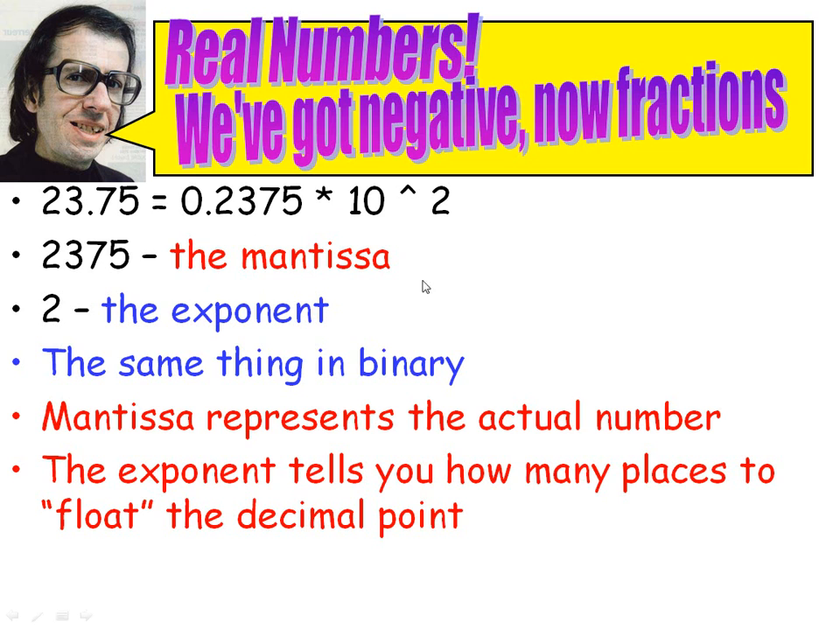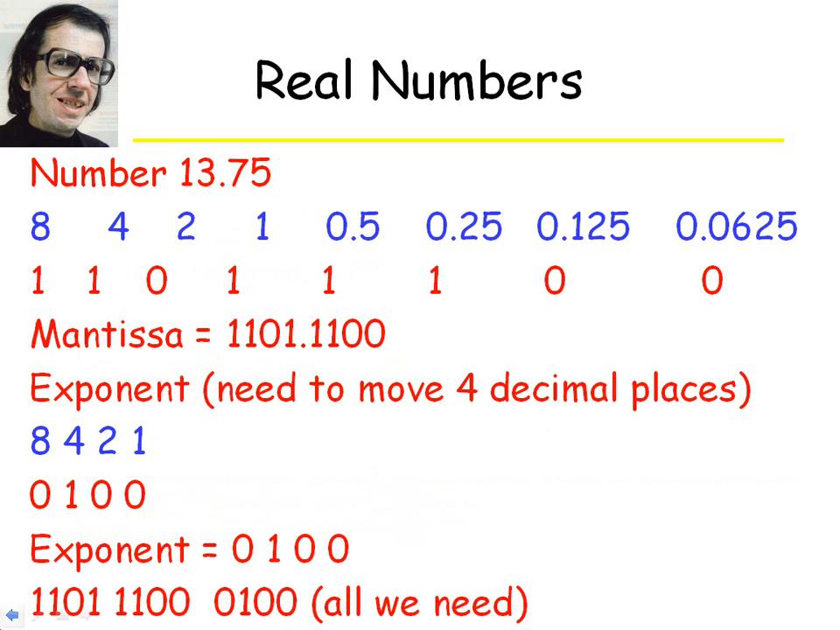The first part is the mantissa, which tells you the actual number. So you can see here I've got 2375. But we're just missing a decimal point to make that 23.75, which is where the exponent comes in, which tells you how many places to float the decimal point from the left hand side of the number. So if we pretend there's a decimal place and moved it once and twice, that would give us 23.75, which is what you need to know about how the real numbers are stored.